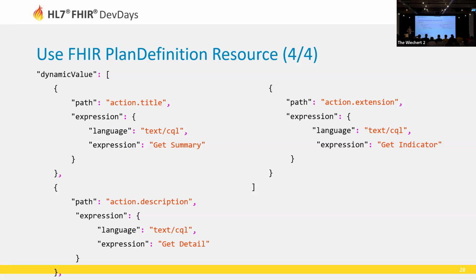So this is the link. This is where I will actually get my CQL library to perform logic to get different parts of my card, and then this can be mapped to an actual card object as it is defined in the CDS-hooks.